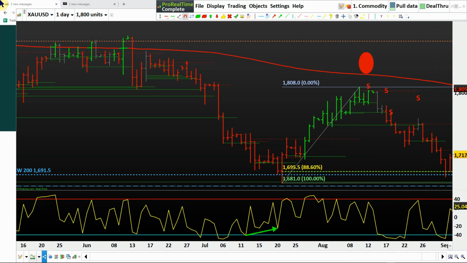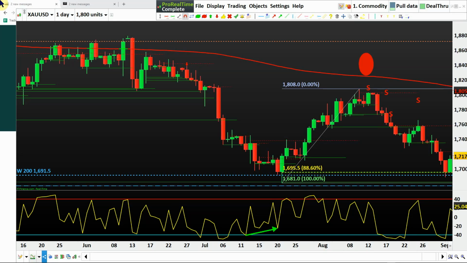So let's do that. What I'll do is change it to candlestick. Yeah, so it is engulfing here, and this is also engulfing.